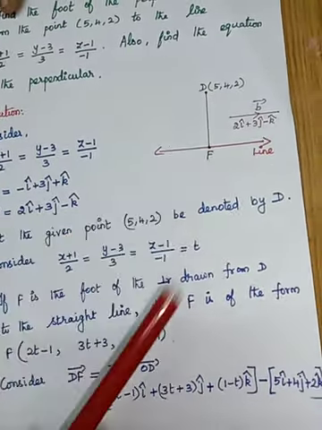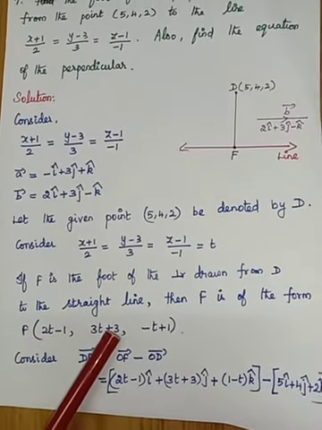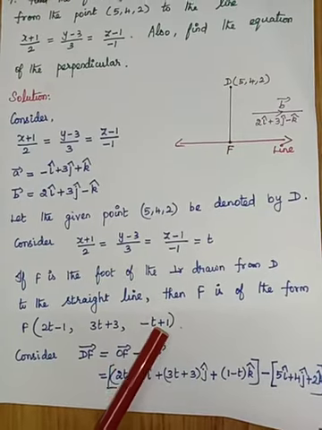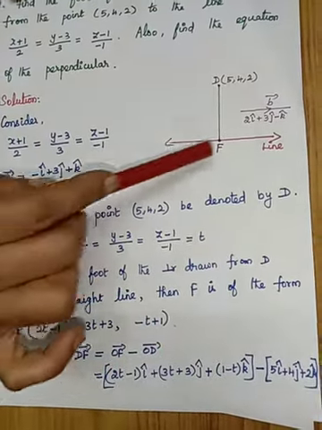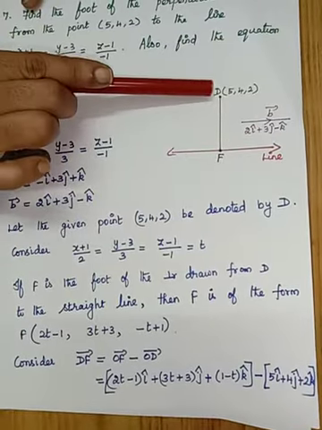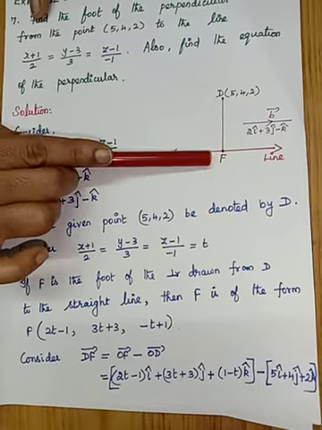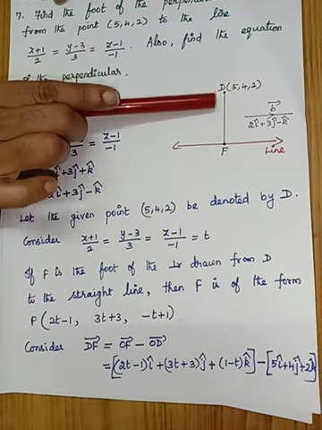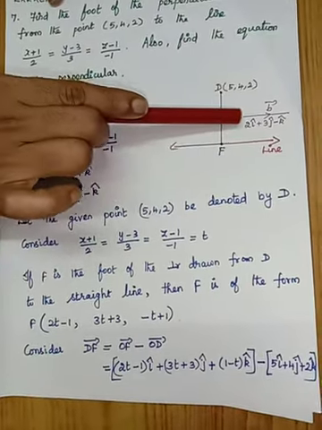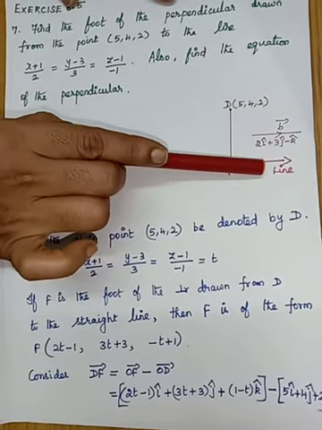So the F point can take the form (2t minus 1, 3t plus 3, minus t plus 1). After finding the F point, you have to find the DF vector. What's the need to find the DF vector? Now look at your diagram. What is this B vector? It is the parallel vector to the line.